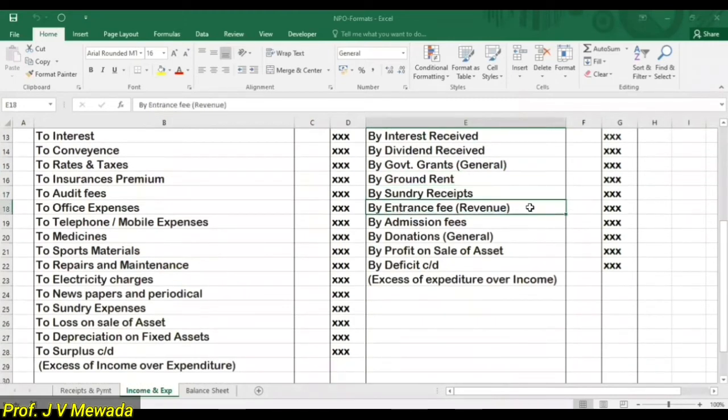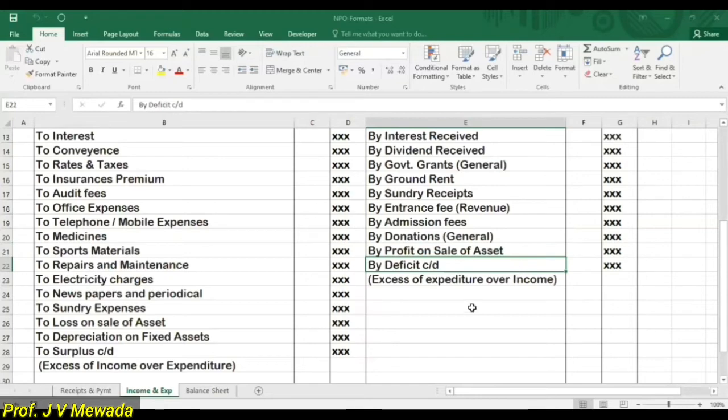Entrance fees is recurring. If we are told to capitalize, then we will add to the capital fund, otherwise it is a revenue receipt. Admission fee and entrance fee is one and the same. Donations, they are recurring in nature. So general donations is our income. Then as I told you, profit on sale of asset. So whenever the asset is sold and we are calculating the profit, then profit appears on the income side of the income and expenditure account.